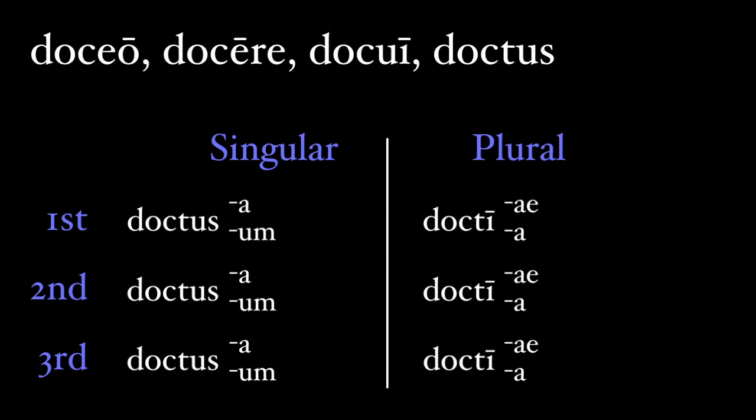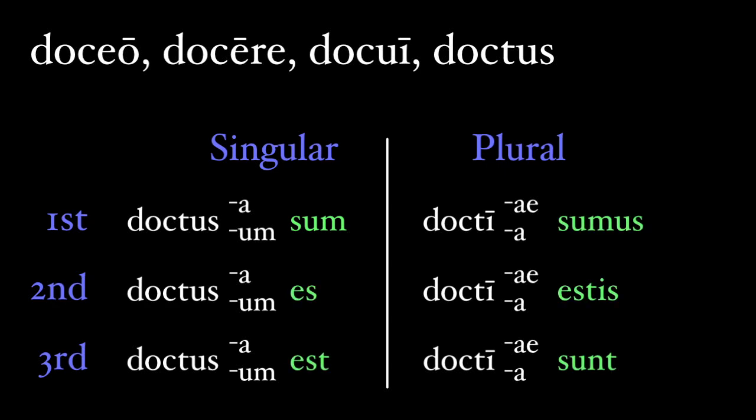Now we need to differentiate between first, second, and third person. The simplest way to do this is to take our handy linking verb sum and use that. So sum, es, est, sumus, estis, sunt. And here is our passive perfect verb. Doctus, -a, -um sum, doctus, -a, -um es, doctus, -a, -um est. And in the plural, docti, -ae, -a sumus. Notice that the participle part changes. Docti, -ae, -a estis and docti, -ae, -a sunt. That's it.